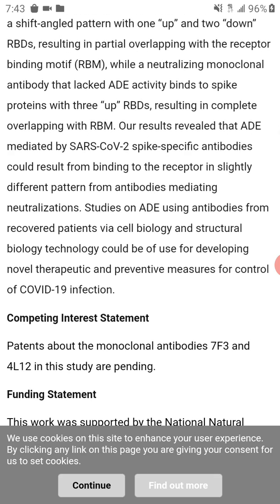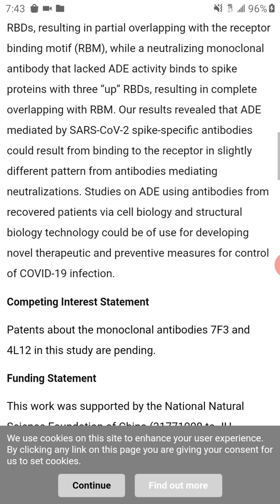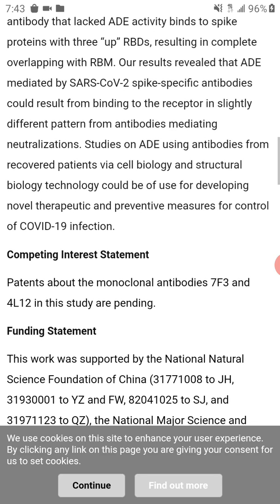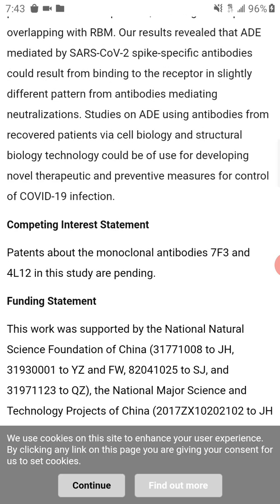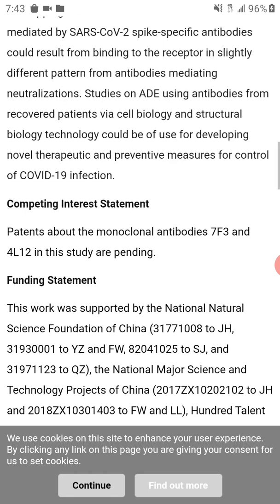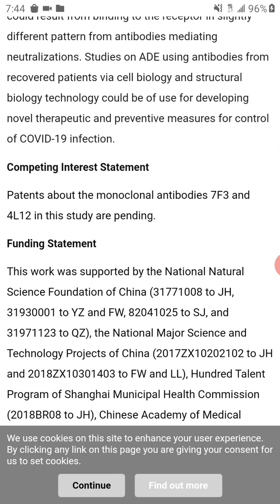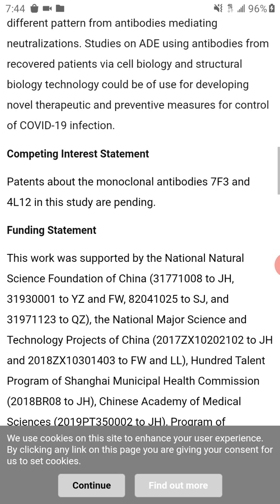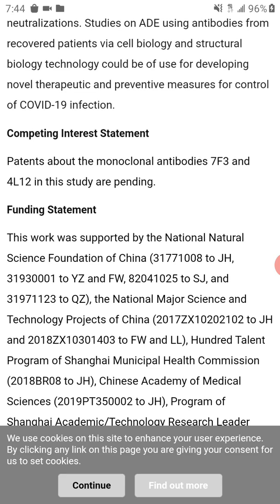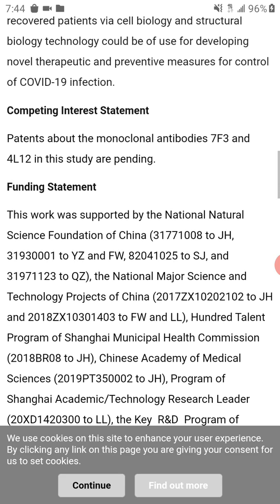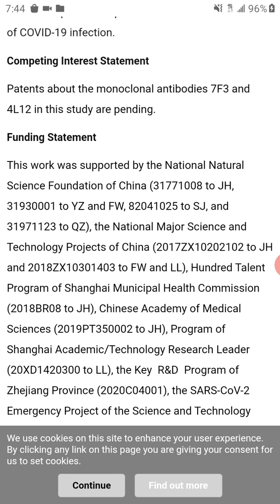Our result revealed that ADE mediated by SARS-CoV-2 spike-specific antibodies could result from binding to the receptor in a slightly different pattern from antibodies mediating neutralization. Studies on ADE using antibodies from recovered patients via cell biology and structural biology technology could be of use for developing novel therapeutic and preventative measures for the control of this infection. Patents about the monoclonal antibodies 7F3 and 4L12 in this study are pending. This work was supported by the National Natural Science Foundation of China.